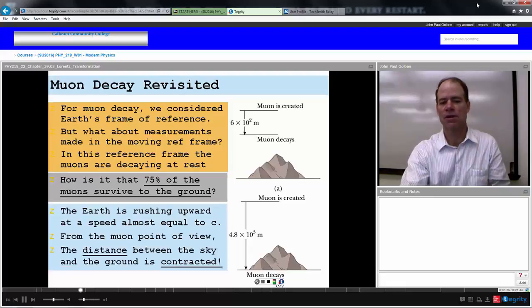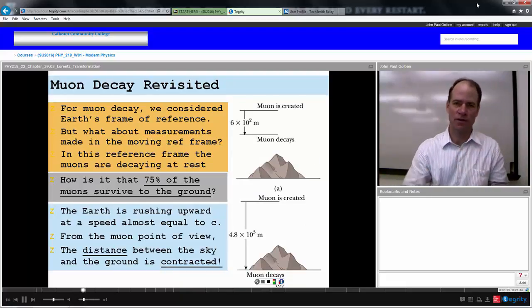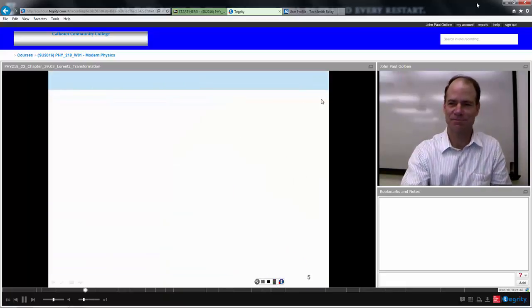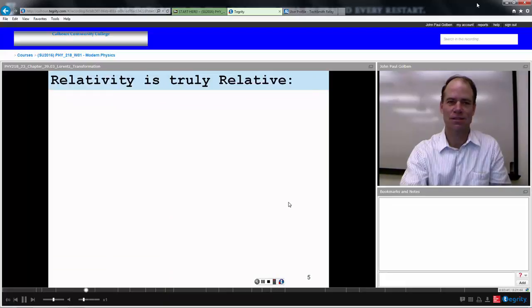So from the muon's point of view, the distance between the sky and the ground is contracted to a distance that their lifetime will allow them to cover. How about that? So all is well.